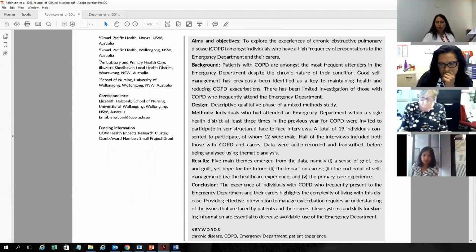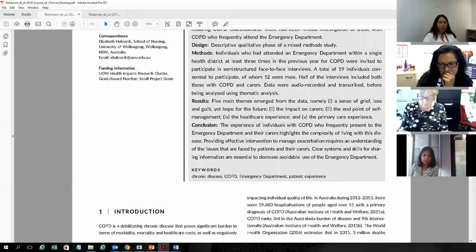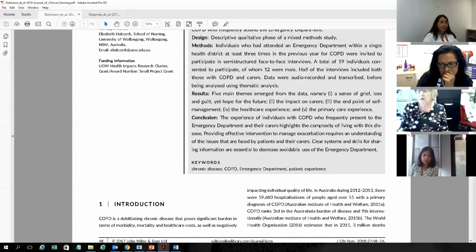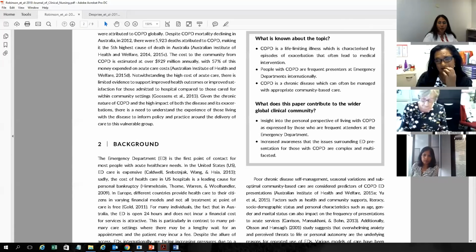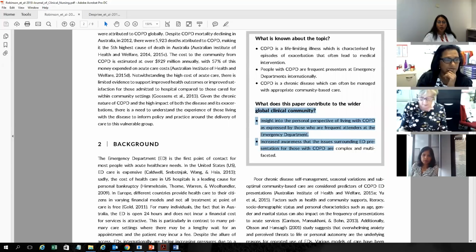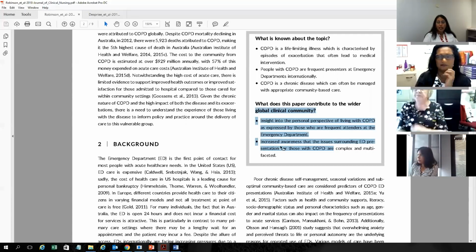I'm just scrolling through the paper. Usually you'll find the significance in the introduction bit or the background bit. What do you think about this? What does this paper contribute to the wider global clinical community? So it provides insight into the personal perspective of living with COPD, and it also increases awareness about the issues surrounding COPD.